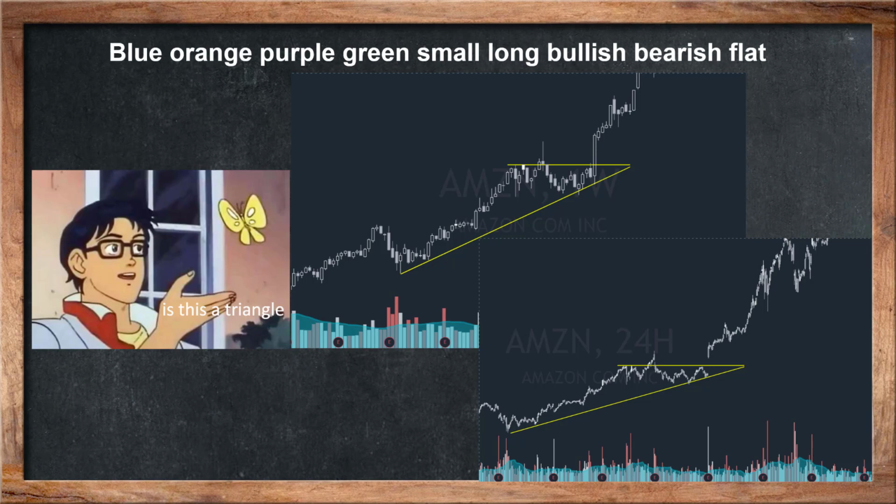Blue, orange, purple, green, small, long, bullish, bearish, flat. It doesn't matter what the triangles look like. They're simply triangles and can only be confirmed upon a breakout. I'll repeat that again and again until you get it, because that is what is going to make it a successful trading pattern for you. As fast as you can, you must get rid of the bias.